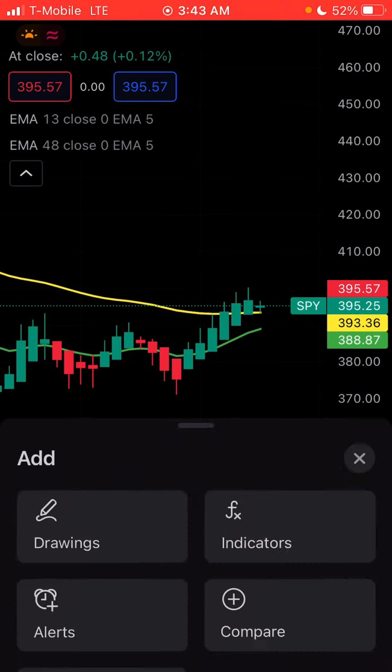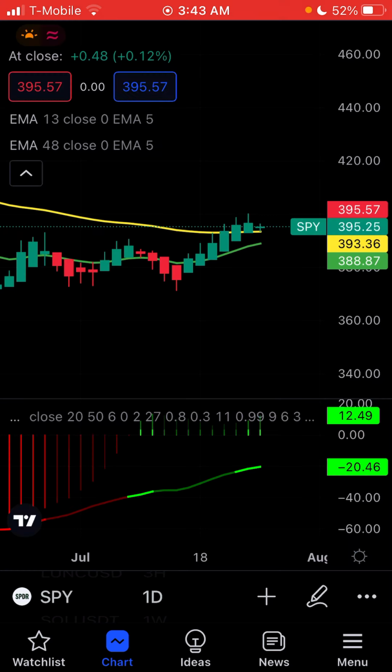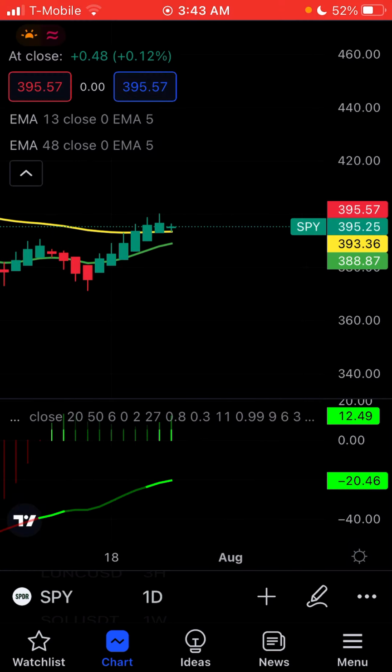But today I'm going to be going over the algo. This is a different indicator from yesterday. Yesterday's was from Trade Confident. This one's from the Algo Pro. I'll put both links in my description, but I'm going to look at version 3, and we're going to see what's in store for SPY.